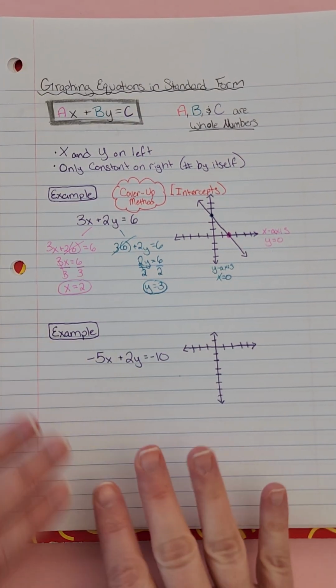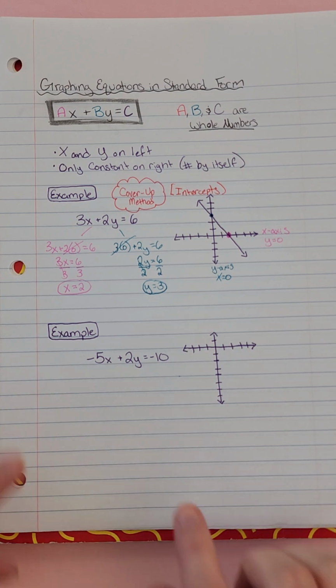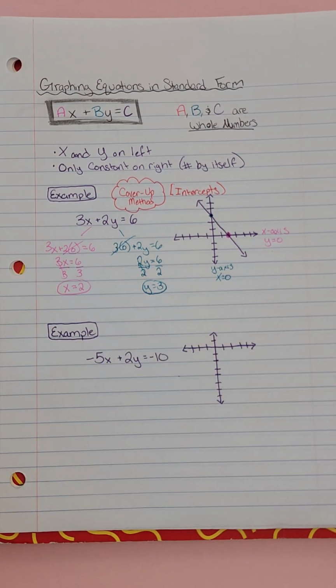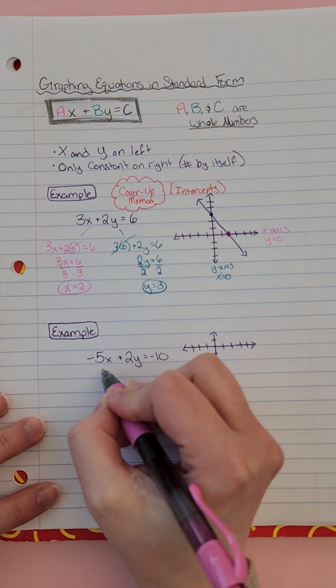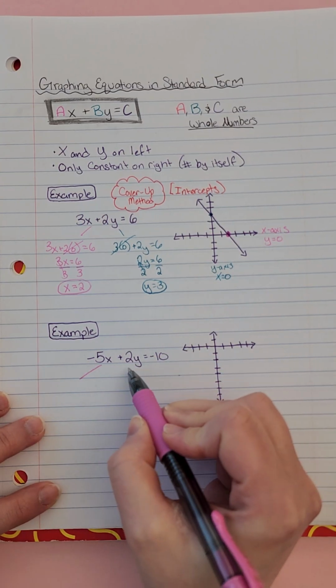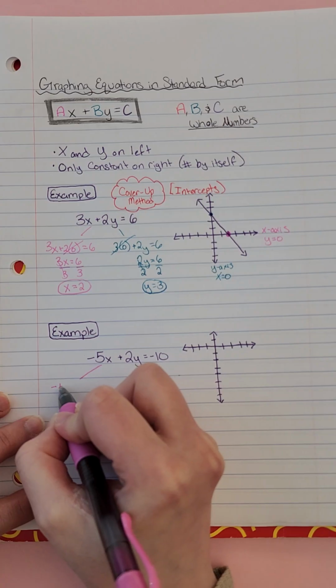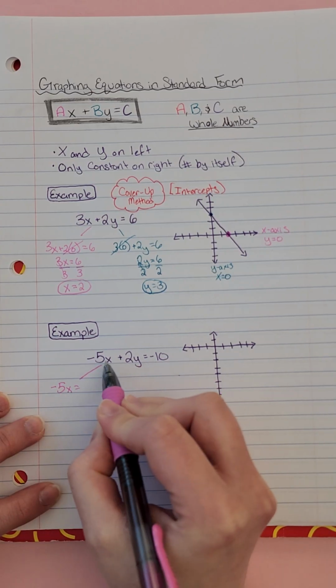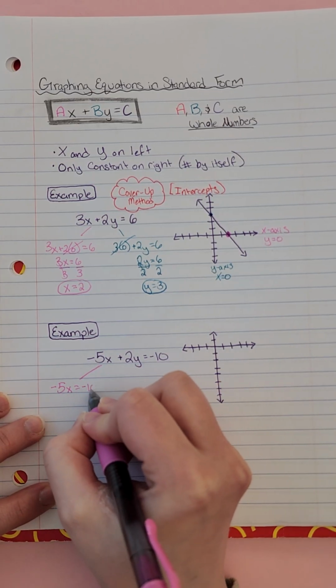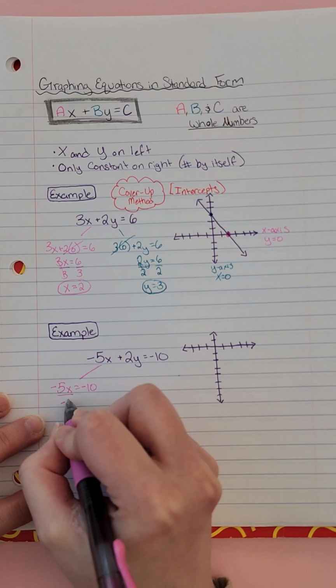Let's do another example where we're going to do the cover-up method, but I won't write it with the zeros in there. We're just going to plot. I'm going to know that this 2y is going to go away when I want to find my x. So negative 5x equals the number on the other side, which is negative 10. I can divide both sides by negative 5.